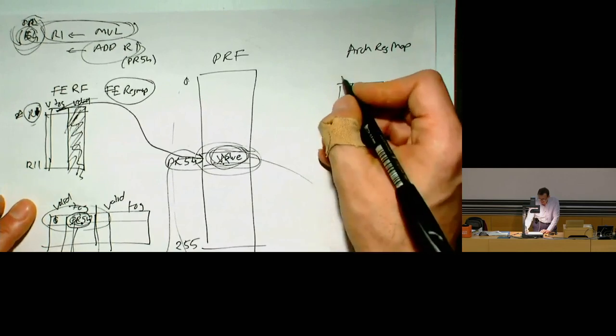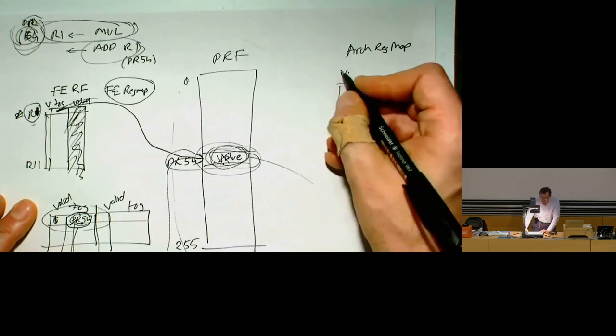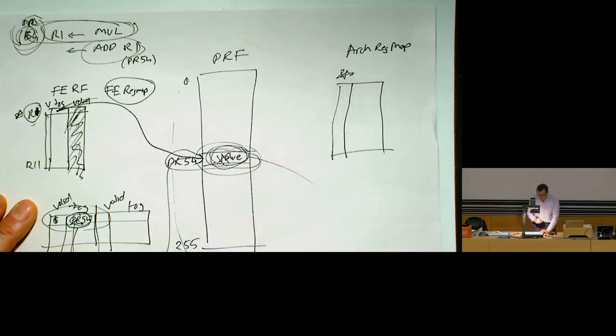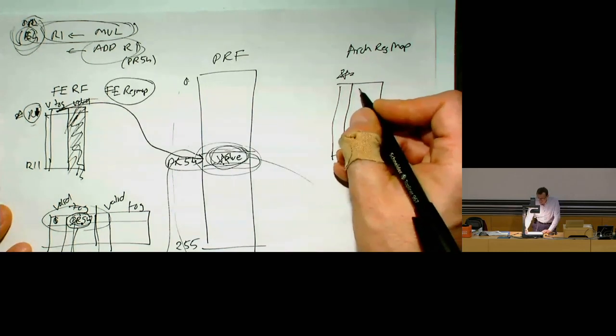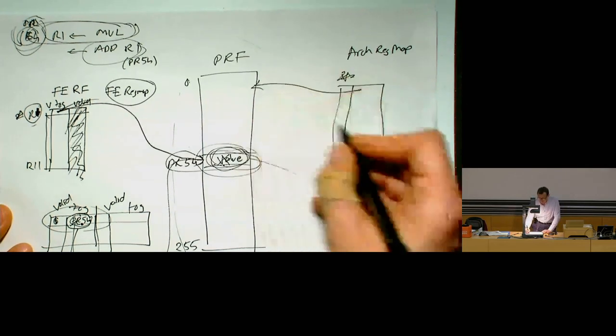Again, we don't want to store values. We want to store, well, architectural registers are always valid, actually. You don't need a valid bit over there, because it's your architectural state. It better be valid if you're running a program. So what you really have is just pointers.